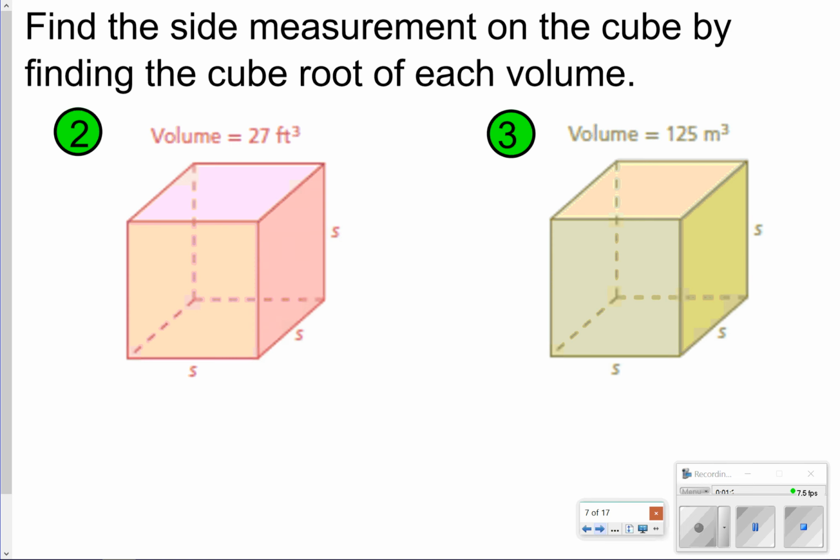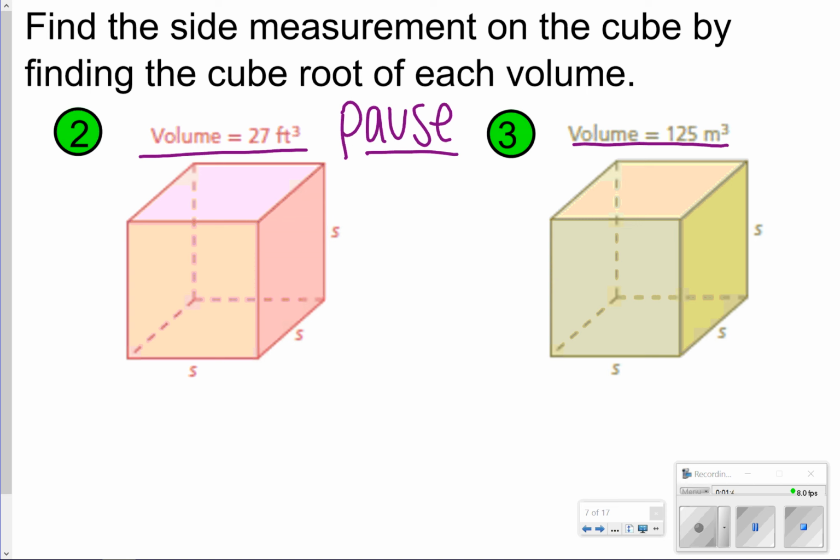What you're going to try here is to find the sides of each of the cubes. For the first one you see on the screen, number 2 in your notes, that's the cube root of 27, and then number 3 in your notes is the cube root of 125. So go ahead and pause the video here so you can see what the cube root of each of those numbers is, and then once you're done, click play so you can check your work.